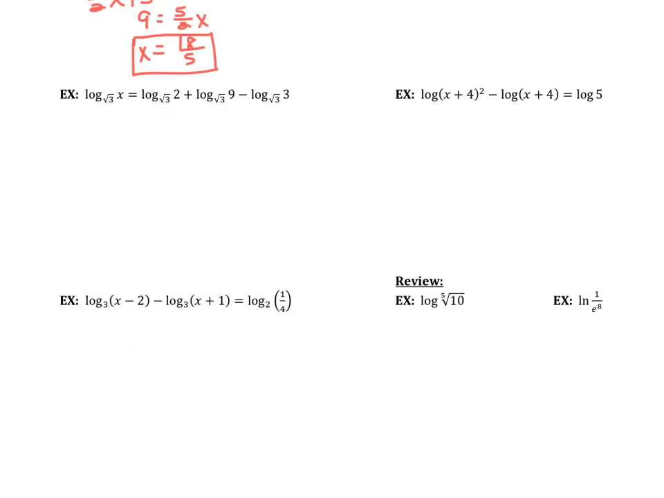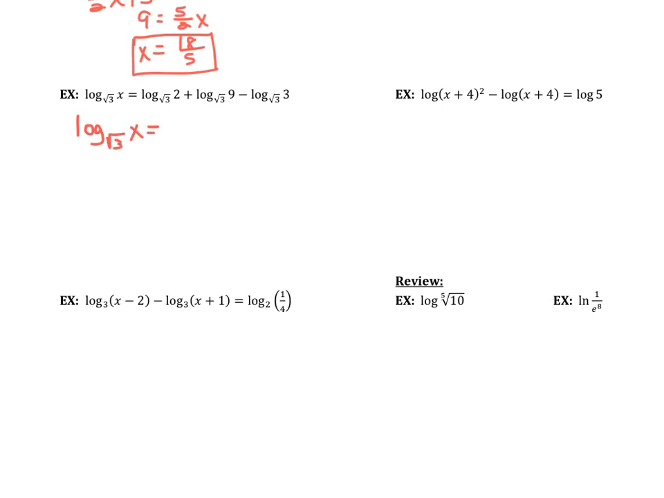As we look at the next example, it may look a little scary, but let's break it down. So if you notice, the left-hand side has log with a base of the square root of 3 of x. Then we have 3 terms on the right-hand side. They're all log terms, and they all have a base of the square root of 3. So what we're going to do is condense each side of the equation first. So we would have on the left-hand side log with a base of the square root of 3 of x.